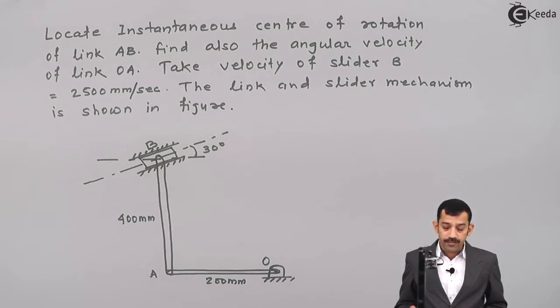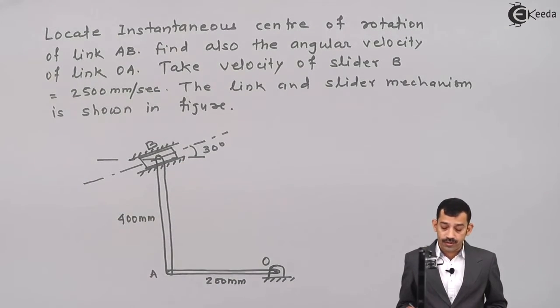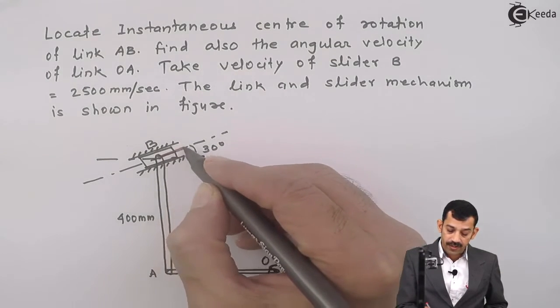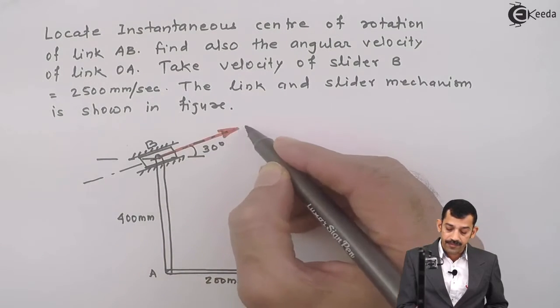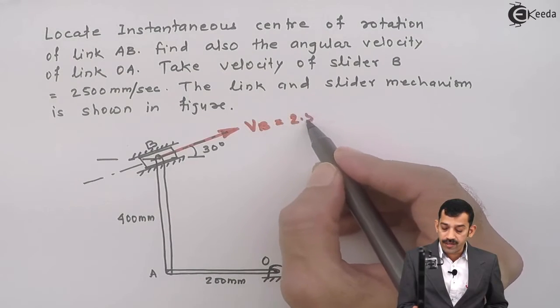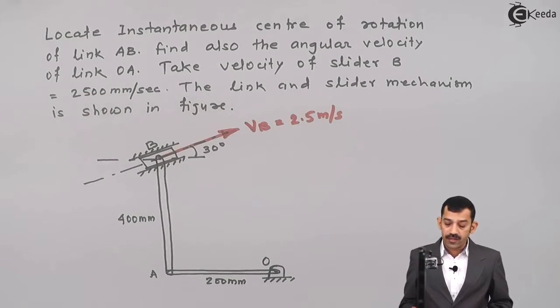What data is given in the problem? The linear velocity of slider B is 2500 mm per second. Its direction is also given in the figure. If we write in meters per second, this VB is equal to 2.5 meters per second. As VB is along the plane inclined at 30 degrees in the upward direction, in which direction rod OA has to rotate is important.